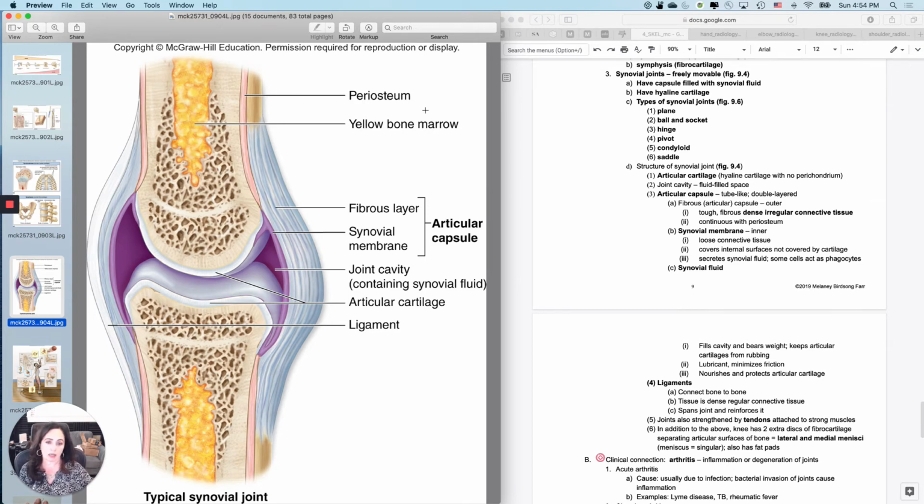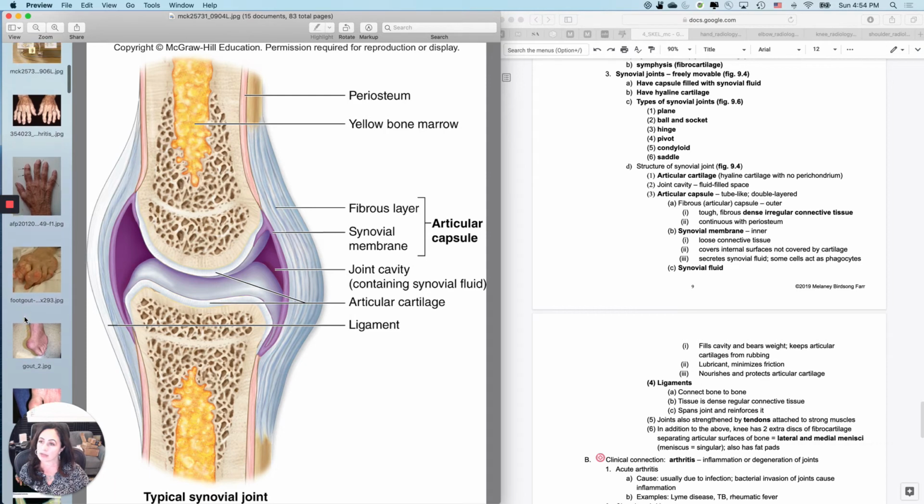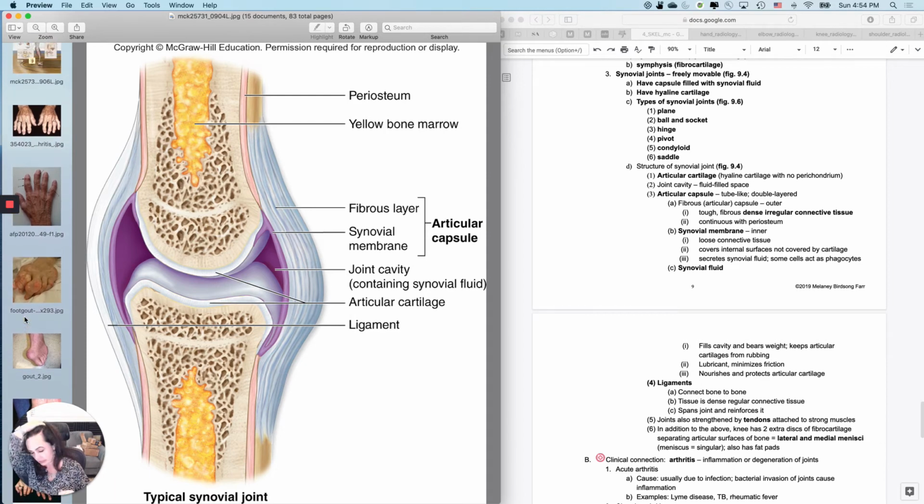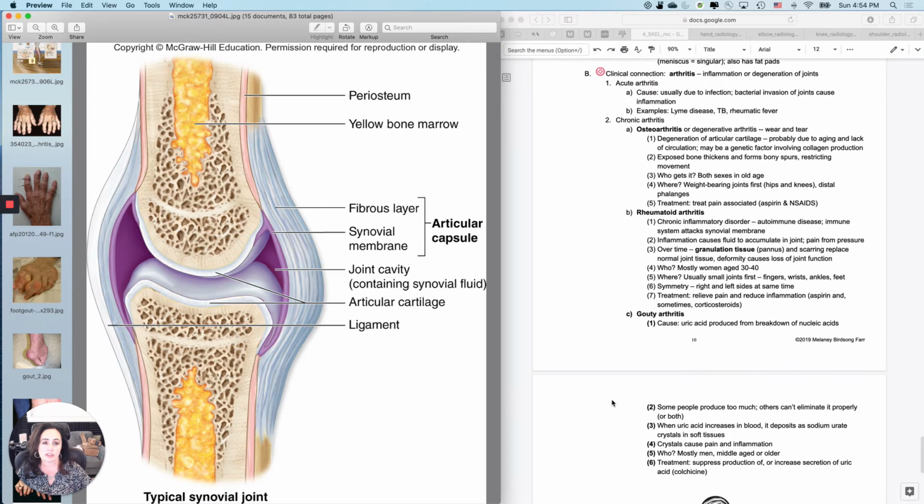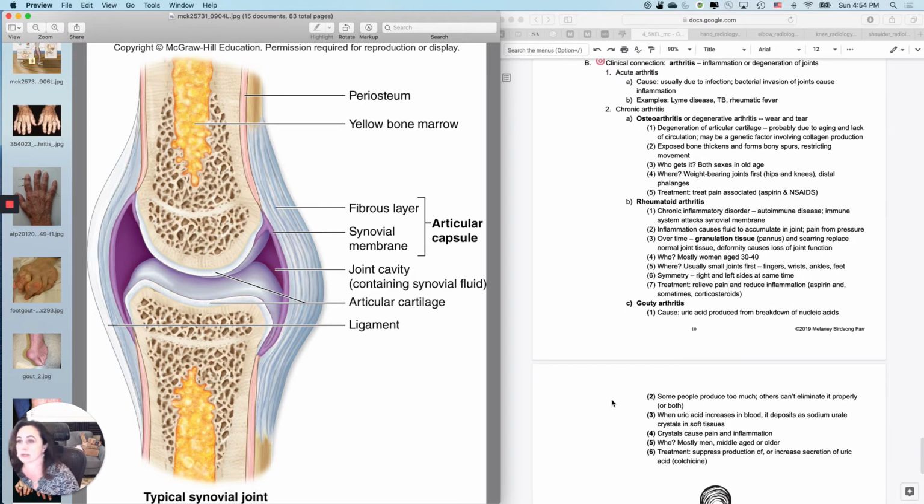I want to also go through arthritis, so I'm just going to do this, and then this will be the last video of the skeletal system. All right, so let's talk about some arthritis. The name arthritis, and this is a clinical connection as well, is just inflammation or degeneration of joints. We typically associate the word arthritis with aging, but not all types of arthritis are associated with aging. First, there are acute arthritises, and chronic. And the ones that you usually think of are chronic. But there are some acute infections that can cause arthritis.